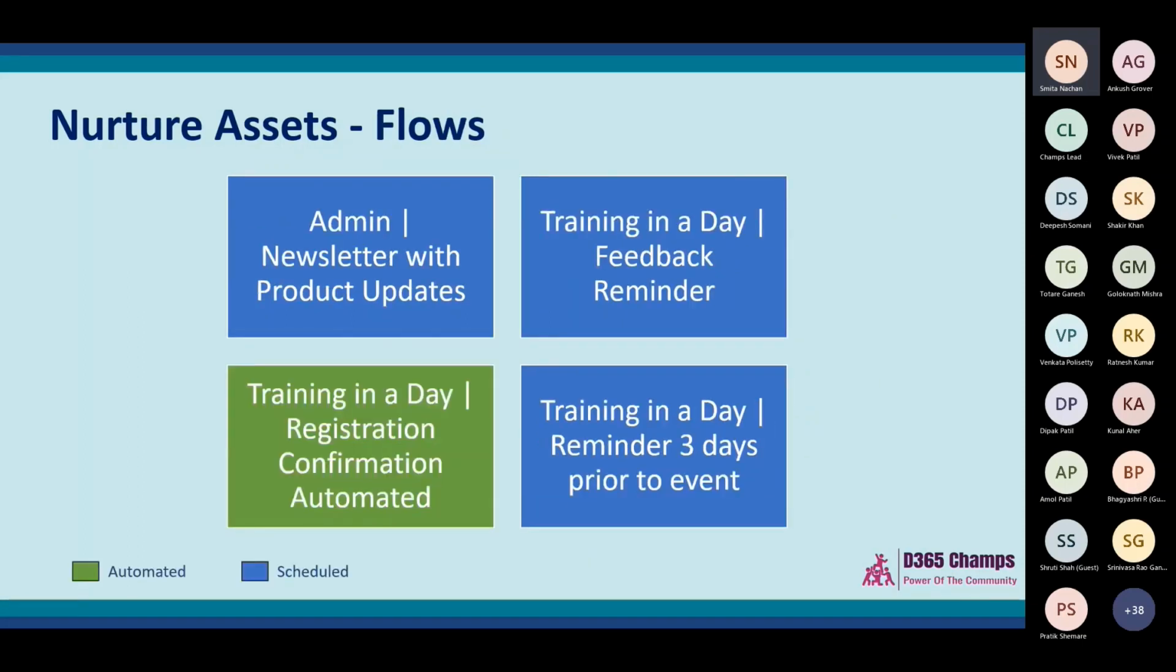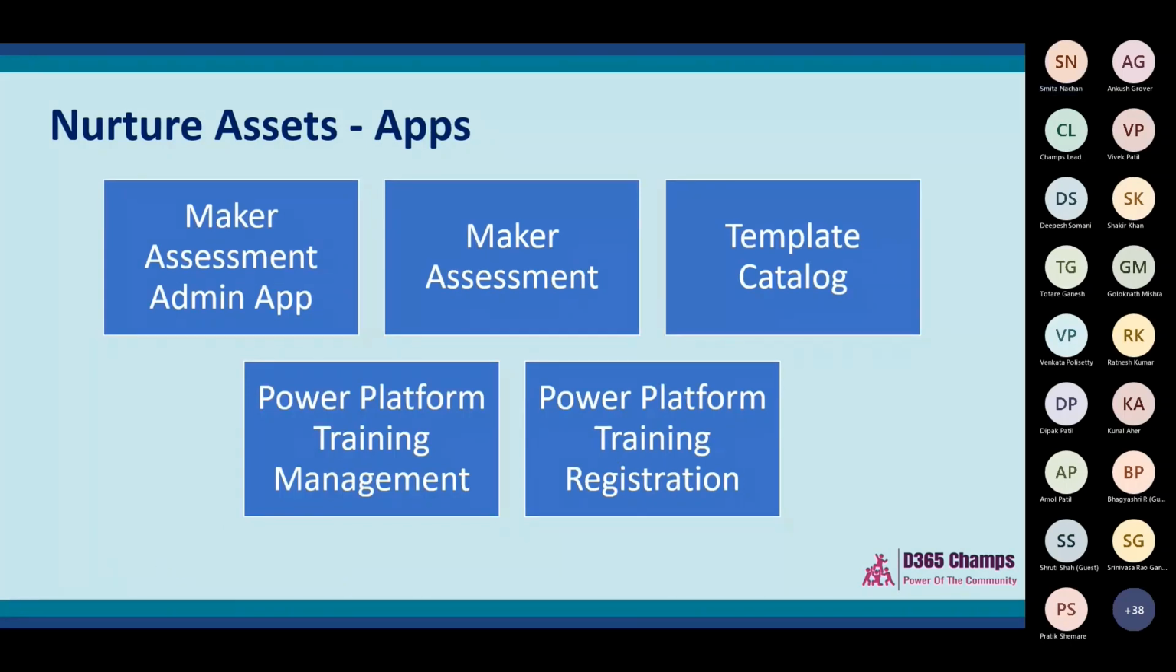Then we do have these nurture flows, assets flows. Over here, you can see the first one sends a weekly email with a summary of product updates. Then the Attending In a Day Feedback Reminder sends an email to the attendees of a training event on the day and requests the feedback. The third one sends an email to attendees on the event day and requests the feedback. And the last one sends a reminder email to attendees of a training in a day event 3 days before the event.